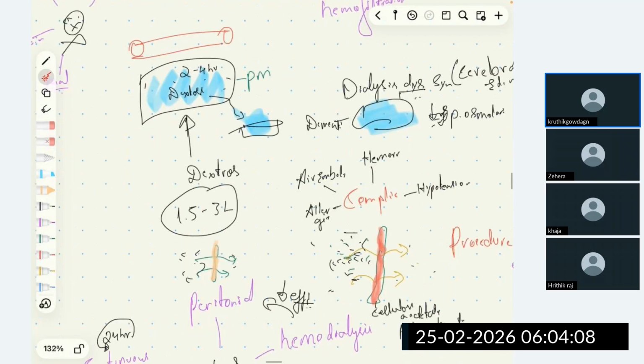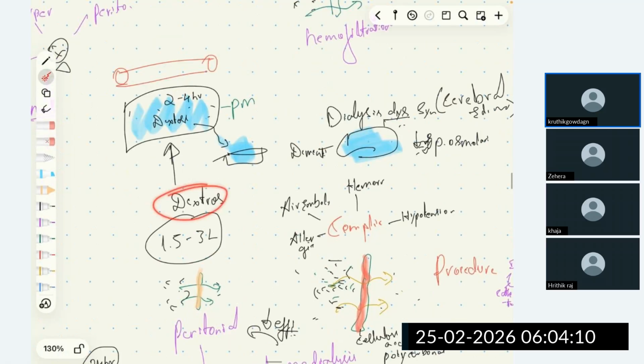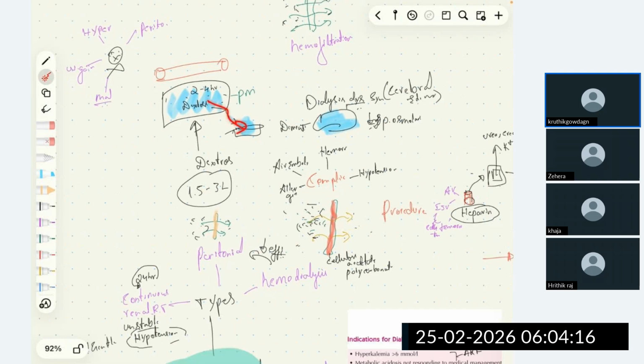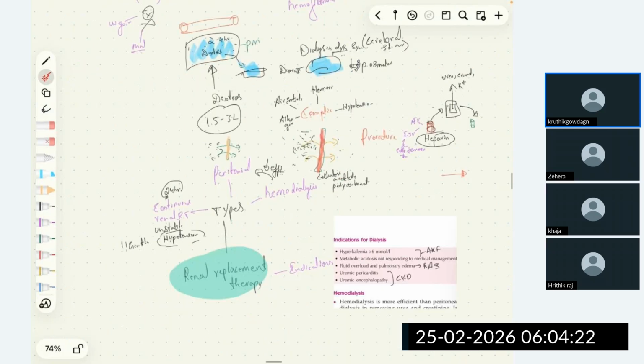So this dextrose solution, we make it stay for 2 to 4 hours. After that, we'll remove the solution. Thereby we have reduced the solute concentration inside the blood. So this is about peritoneal dialysis.